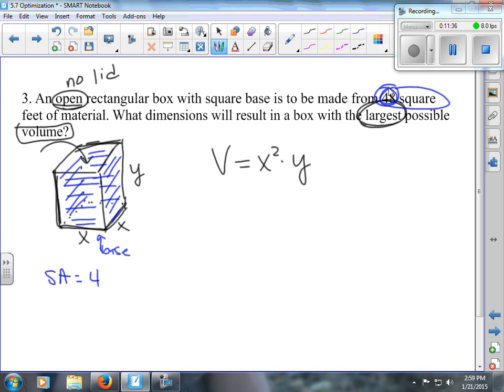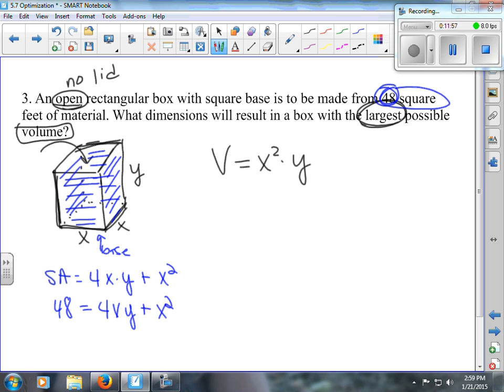I have four lateral surfaces, which are x by y area, plus I have one base, not the top though, which is x by x. And that's the total amount of surface area of my box. Assuming I can cut this perfectly, that can add up to 48 square feet of material.